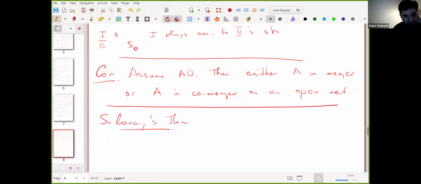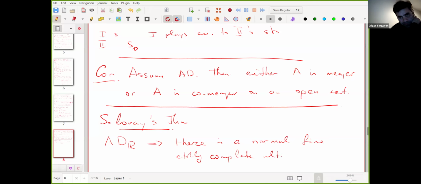Okay, and now Solovay's theorem. Right, so what did he prove? AD_R implies there is a normal fine countably complete ultrafilter on P_{ω1}(R).